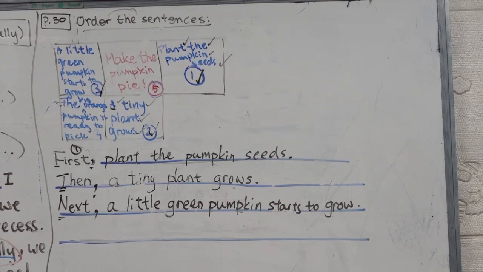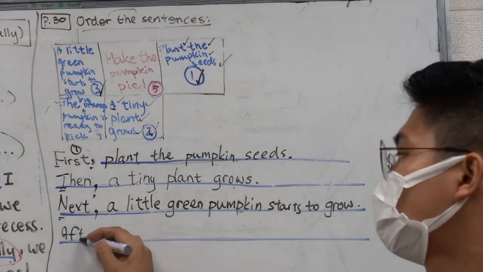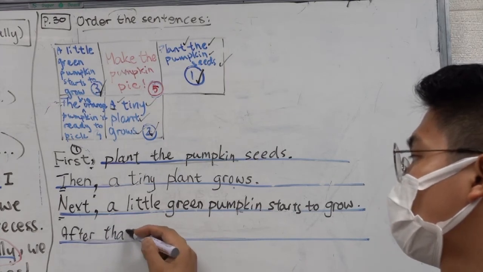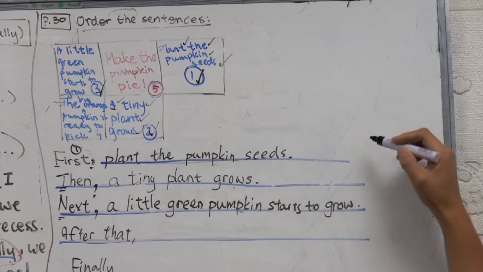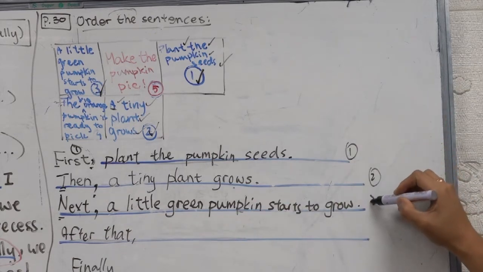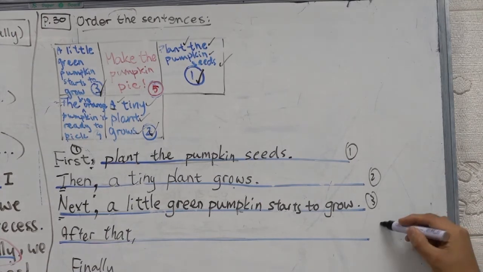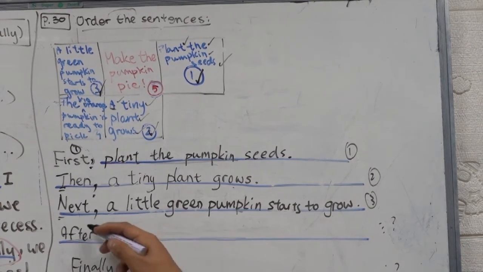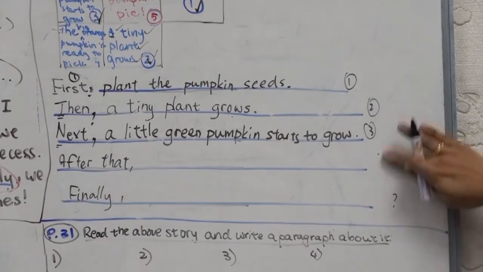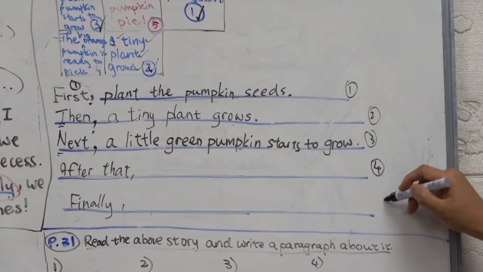Now, I will have to ask you to do the next ones, right? So I'll give you a hint. The next ones are after that, and finally. Now, simple, right? This is number 1, number 2, number 3. What numbers do you think comes next? It's all up to you, right? You have to know already by now. So can you please do questions number 4 and 5 together? Right? So this should be picture 4 and picture 5.